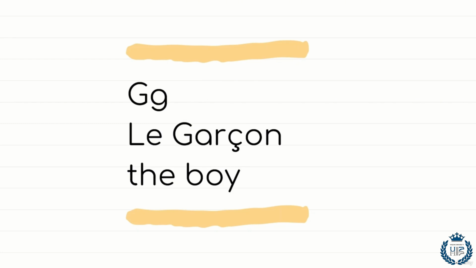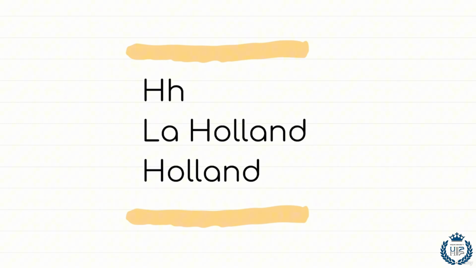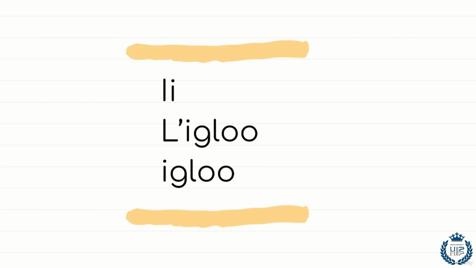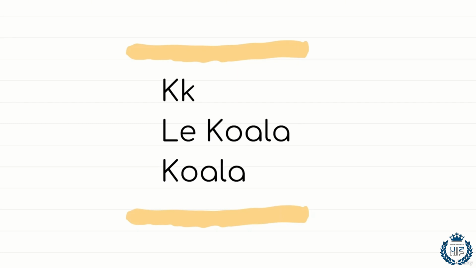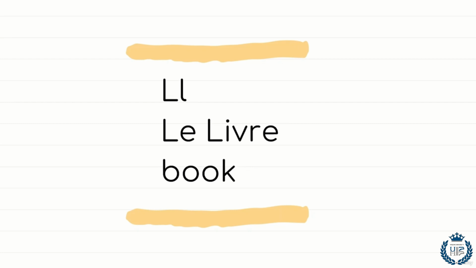G, le garçon, the boy. H, la Hollande, Holland. The same. I, l'igloo, igloo. J, la jupe, skirt. K, le koala, koala. L, le livre, book.